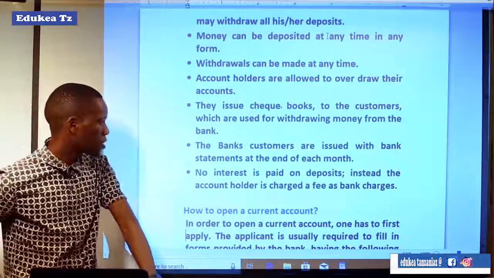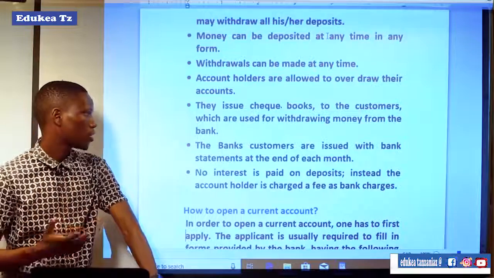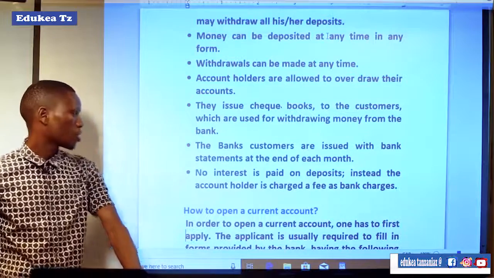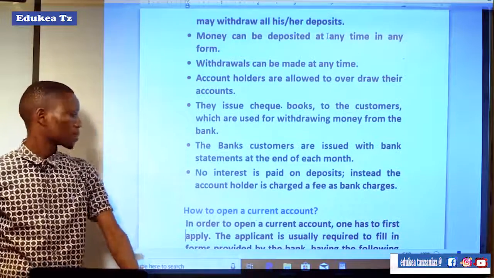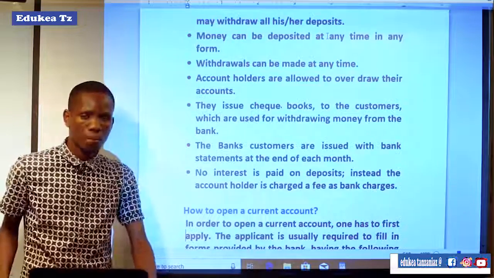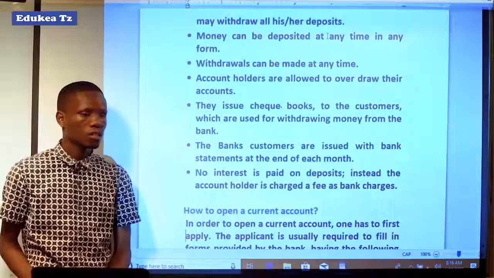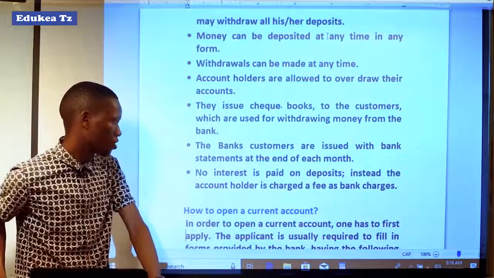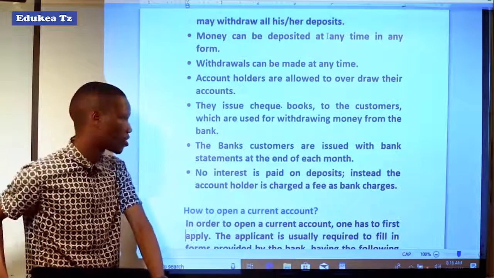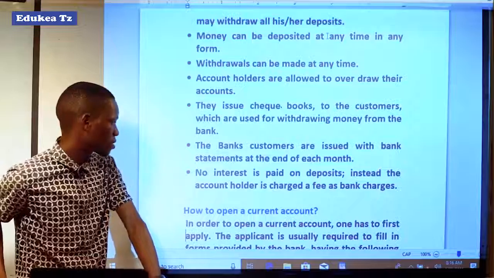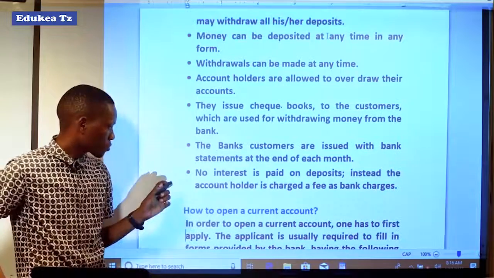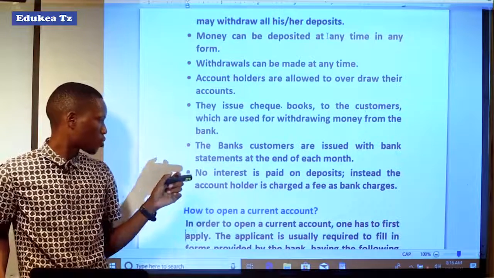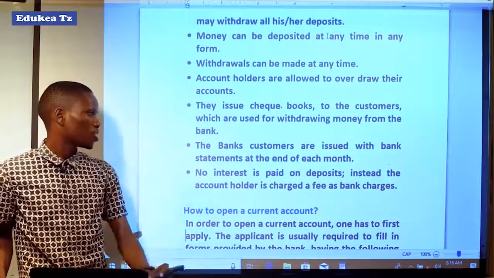So at each end of the month now, the banks provide the statements to the bank customers in order to make them aware about how the bank is running, even the amount of money that has been deposited, and the general situation of the bank. But also, no interest is paid on a deposit. Instead, the account holder is charged a fee as bank charges.